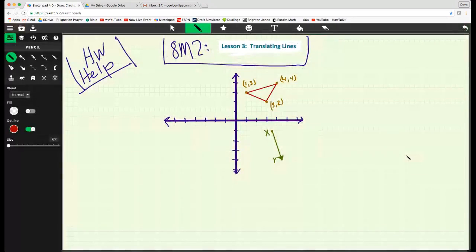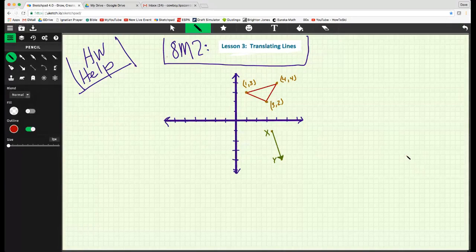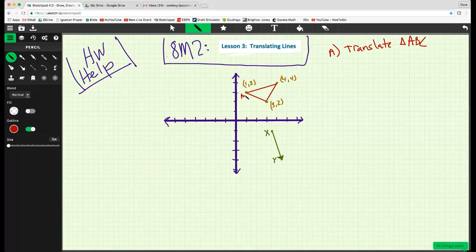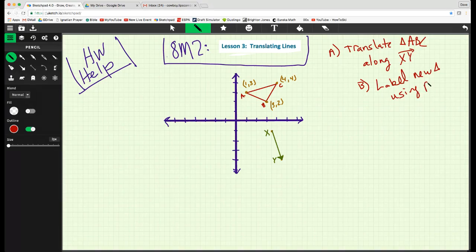Okay, so in this homework help, I'm going to ask you a few questions. If you can do this one, you should be able to do the rest of the homework. And so we're going to say A, we want to translate triangle ABC along XY. That's the first thing. And the second thing we're going to do is label the new triangle using prime notation.